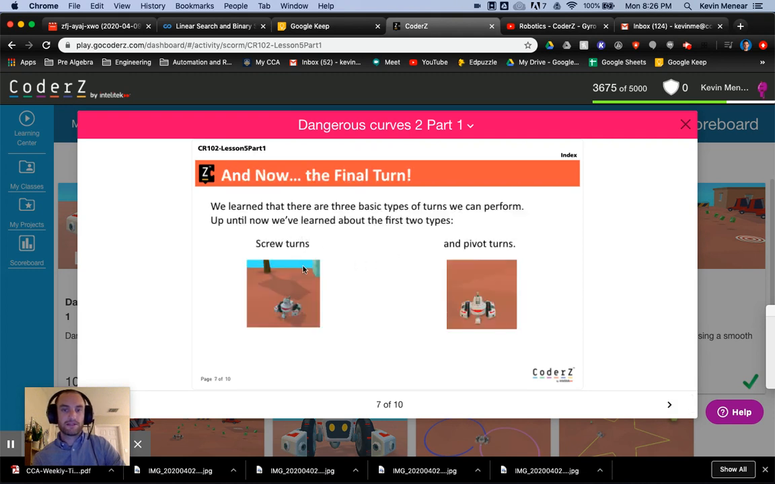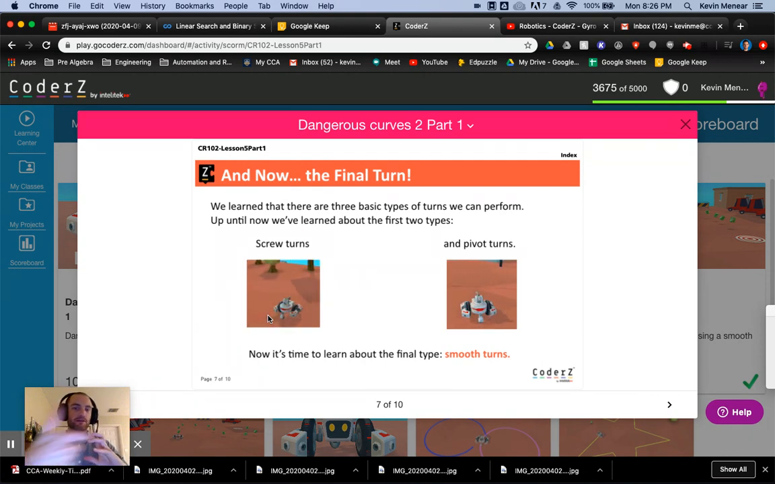So there are three basic types of turns. There's a screw turn, where it just turns on a dime, basically. There's a pivot turn, like in basketball, where you have a pivot foot, and then you turn. Right now it's time to learn about the final type, smooth turns. Now remember, screw turns, you have one going positive, the other one going negative. Pivot turns, you have one stationary and the other positive, and it turns towards the stationary wheel.